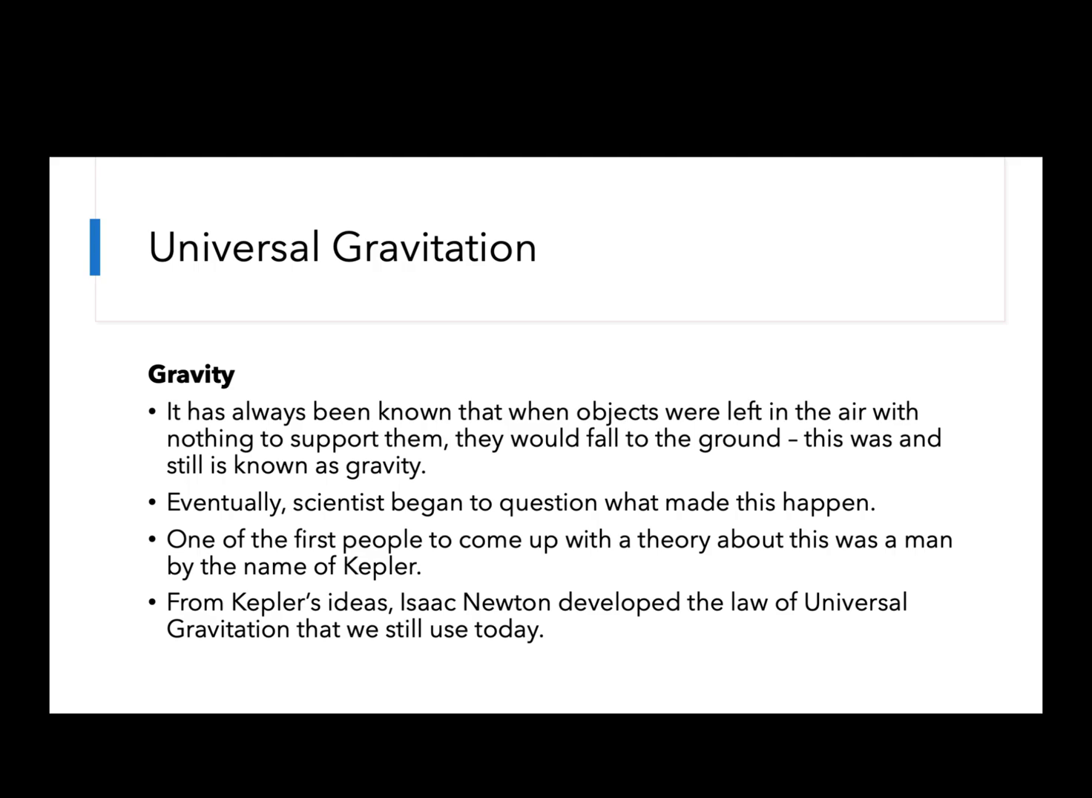This all comes down to Sir Isaac Newton. There's a very apocryphal story of Sir Isaac Newton sitting in the apple orchard, the apple falling on his head, and that inspires his theory of gravity. Not quite true. Really, it came down to him studying the ideas of a fellow by the name of Kepler, who was studying planets rotating around the sun. And from that, he developed the law of universal gravitation that we still use today.